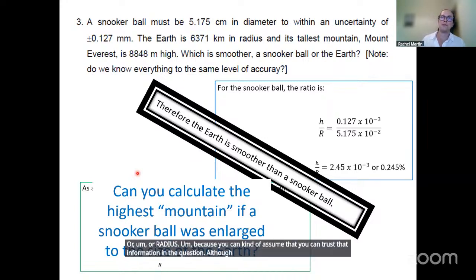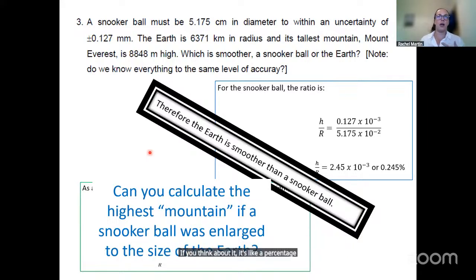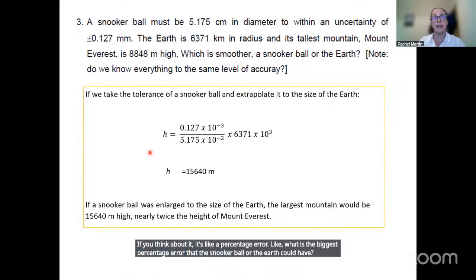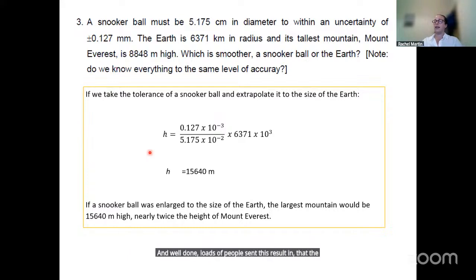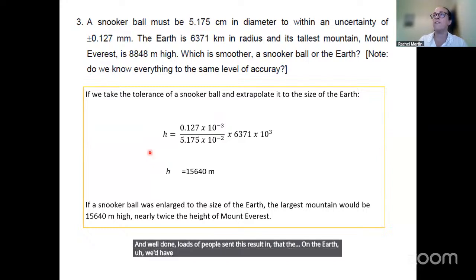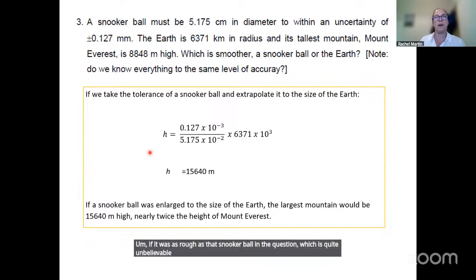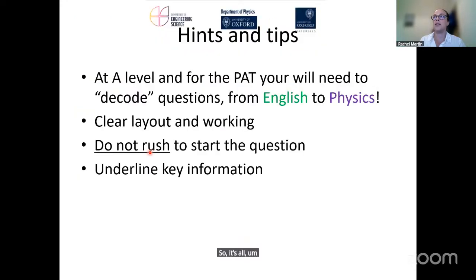Although I do like your problem-solving brains. Definitely everyone was thinking quite hard about that question. And if you haven't looked much at uncertainty, there are a lot of resources out there for A-level physics on uncertainty, but this is just basic uncertainty in this question. If you think about it, it's like a percentage error. What is the biggest percentage error that the snooker ball or the Earth could have? And well done, loads of people sent this result in: on the Earth, we'd have a kind of 15-kilometer mountain if it was as rough as that snooker ball in the question, which is quite unbelievable, nearly twice the height of Mount Everest. So it's all a sense of perspective.